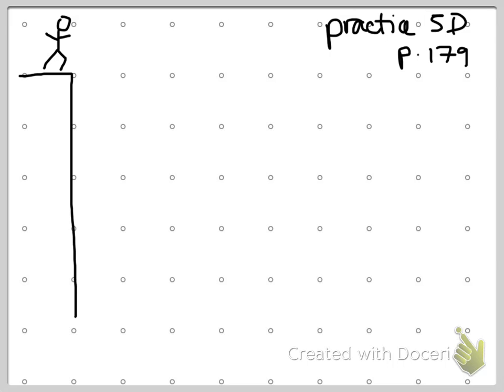So we have a stunt person standing on a bridge. The stunt person weighs 70 kilograms. They're on a bungee cord. We'll make our bungee cord red.